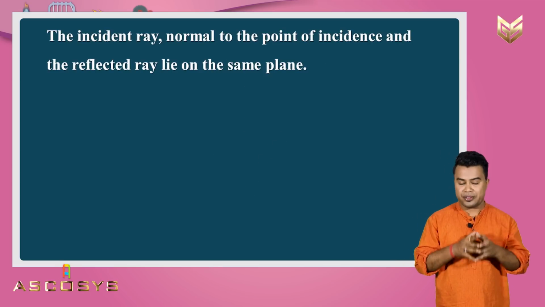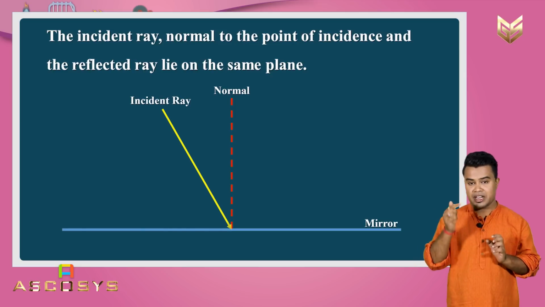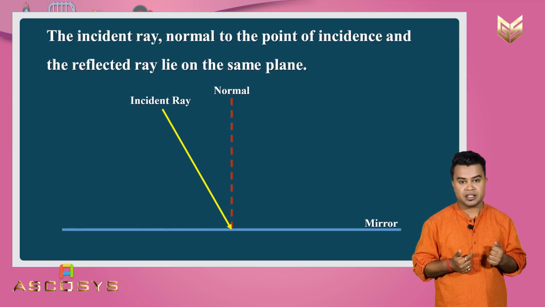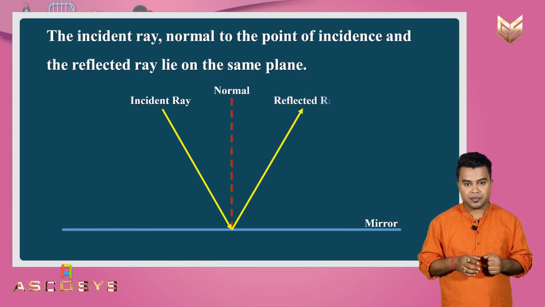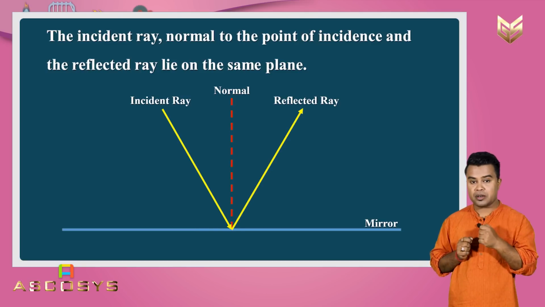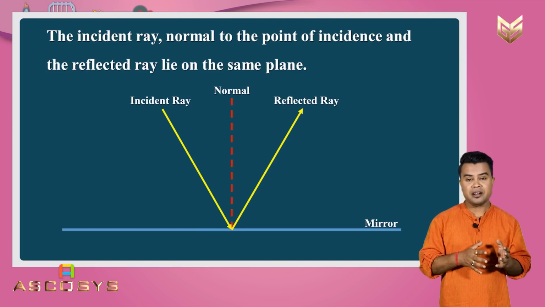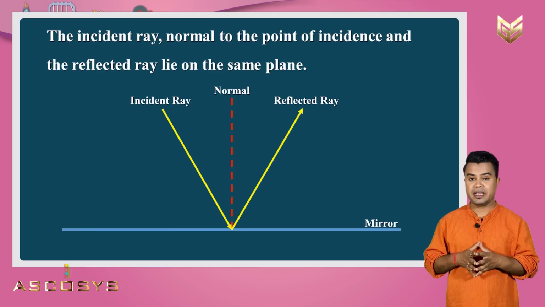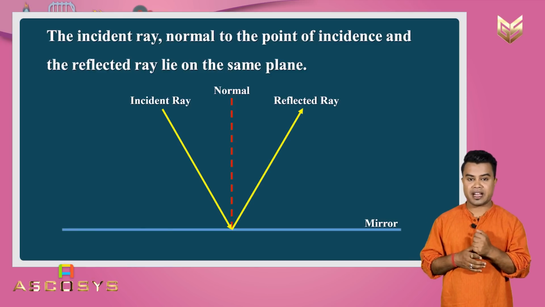Now the first law says that the incident ray, the ray which is coming from an object, the reflected ray, the ray which is getting reflected back, and the normal which is perpendicular to the reflecting surface are on the same plane. Plane means it can be an xy plane, yz plane or xz plane.